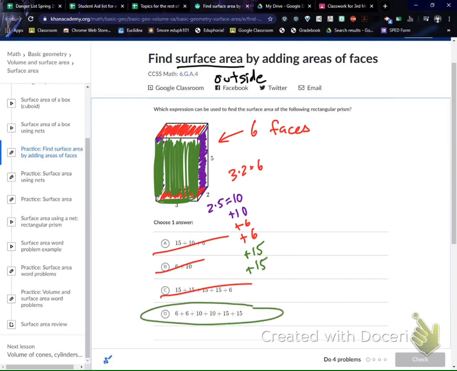There was an easier way for this particular problem, looking at the fact that it had 6 faces, so I needed 6 things adding together. But to hammer down that concept, we are finding each individual area of each face and then adding them all together.